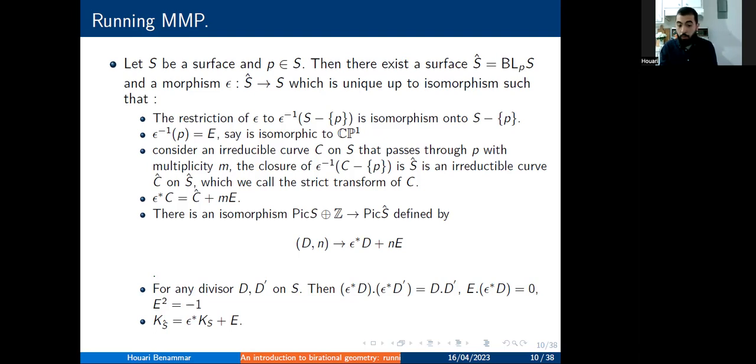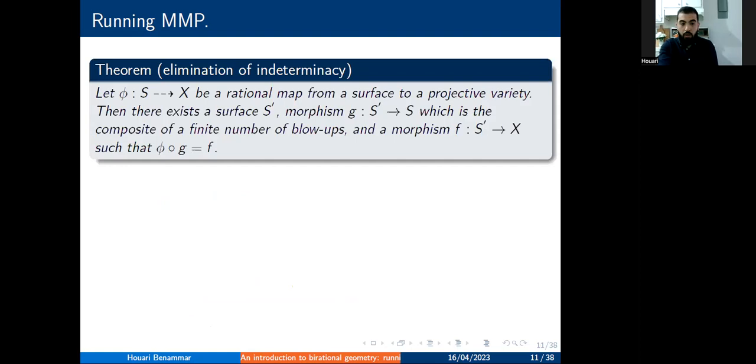Okay, so for any divisors D and D prime on S, the intersection theory is preserved when we take a blow-up or a birational morphism. That means that if we take the pullback of D and intersect it with the pullback of D prime, that is exactly D times D prime.